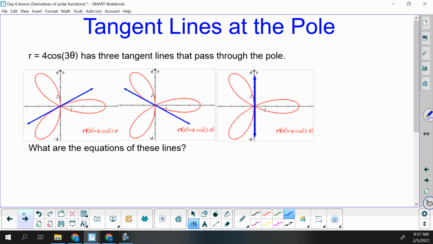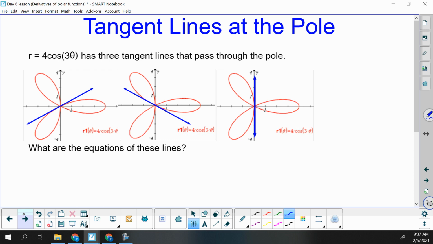What we're going to do on the bottom is we're going to work with finding tangent line equations. Well, part of what you have to do with a tangent line equation is you've got to find the slope. So that's the graph of 4 cos 3 theta there, and we've got 3 tangent lines at our pole. The pole is at 0, 0.